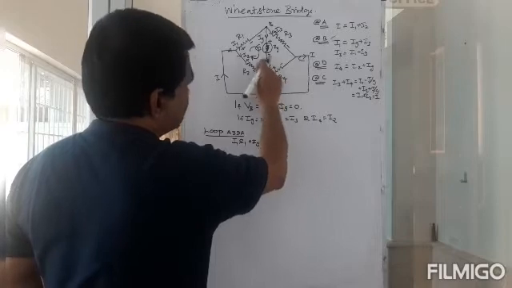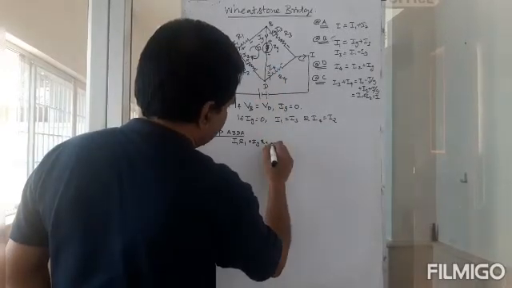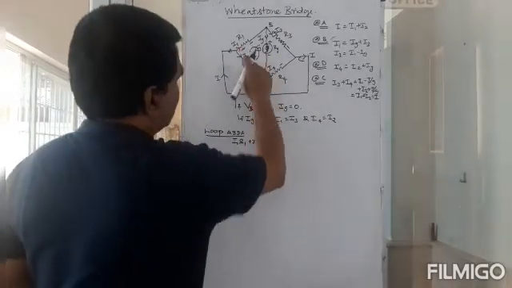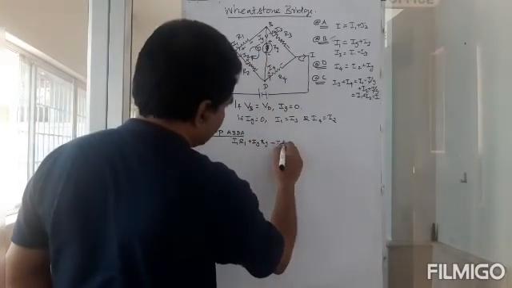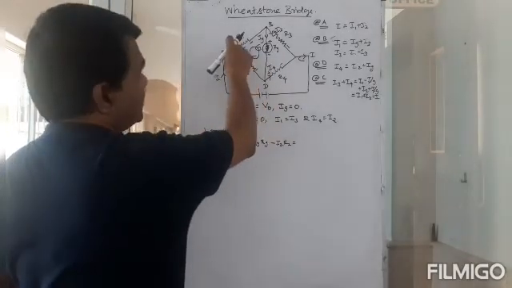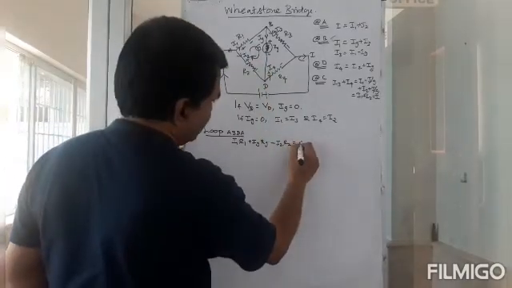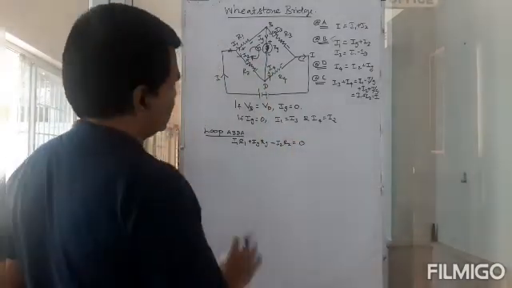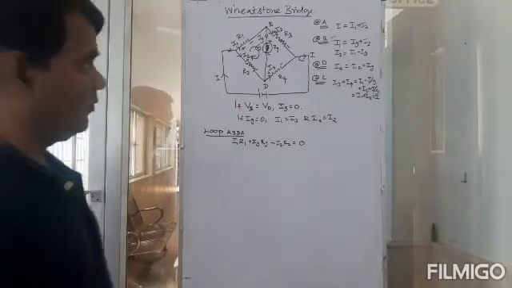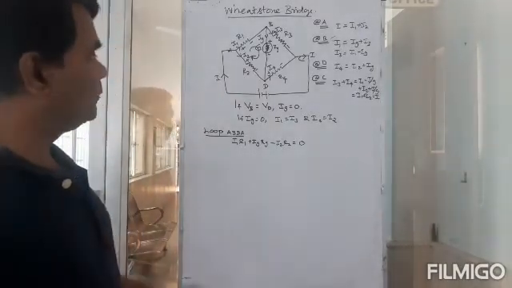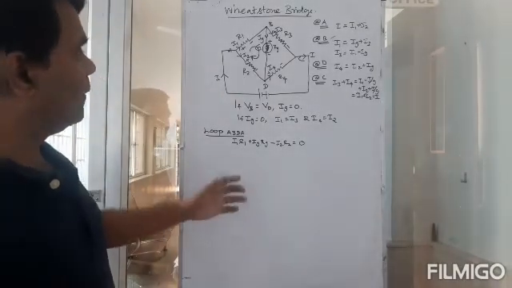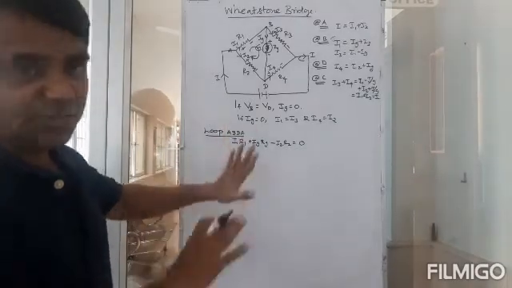Then I come back here, entering through the negative terminal. So minus I2 R2. Now we come back to the same position A, so the sum of the voltages must be 0. This is the first equation. This is the general equation, for any Ig.